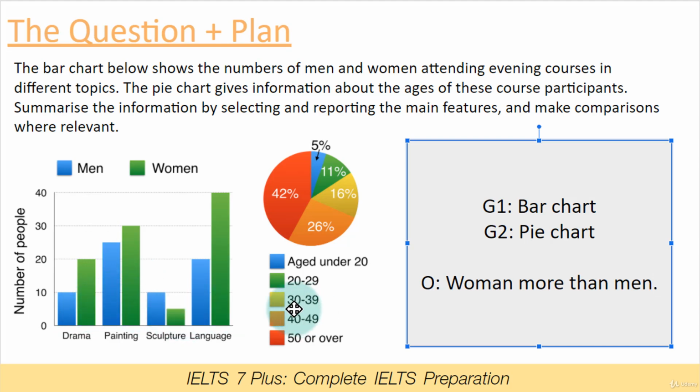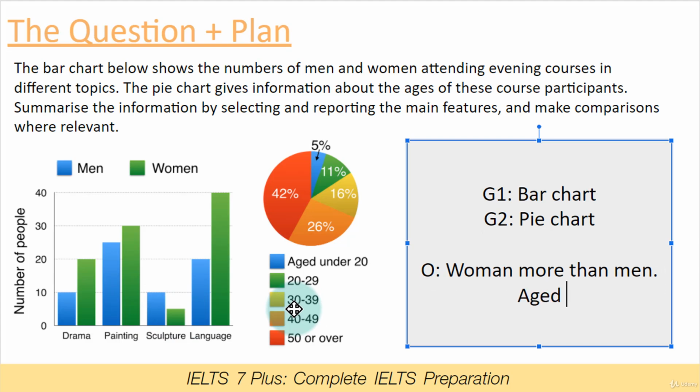And for the pie chart, I will simply say age 50 plus popular. So we can see here, if you're 50 or over, that accounts for 42%. Now, one thing that I will say again about these plans, this is very slowed down because I'm explaining. I want you to see me analyze and share my ideas so you can understand my thinking. So this is slower than normal.